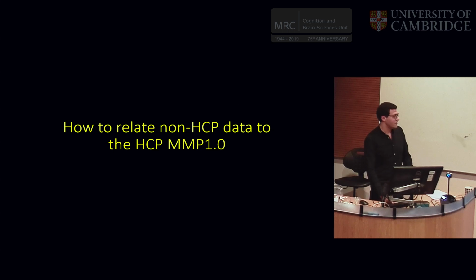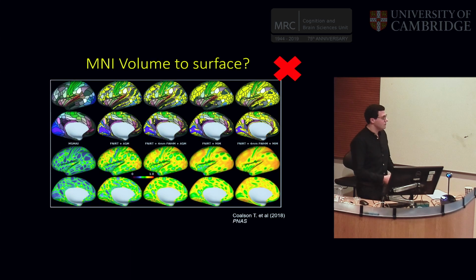One last plug, which is if you don't have HCP style data, but you still want to relate it to the multimodal parcellation, what should you do? What you shouldn't do is to just move it directly from the MNI volume to the surface, because this is just full of errors. So all of these yellow patches at the top show you the vertices which are contaminated by white matter voxels, white matter signal. And these show you how the areal borders here become very uncertain when you do this.